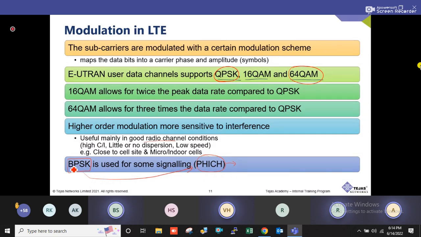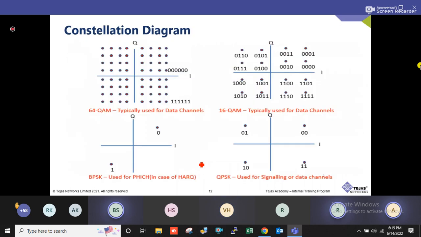So please remember this. This is the only modulation scheme which will be used for this particular channel. BPSK stands for binary phase shift keying, and PHICH is nothing but the physical hybrid indicator channel. So what does this mean? I'll come to this whenever we are doing the channel mapping procedure.